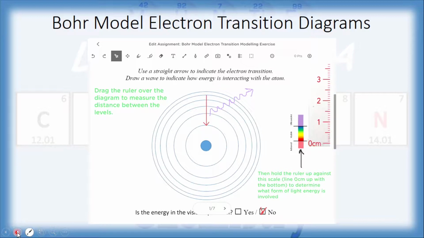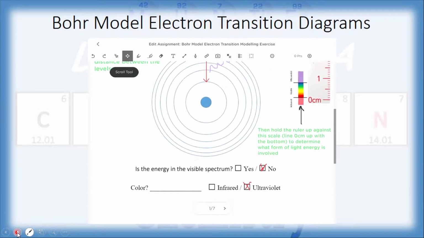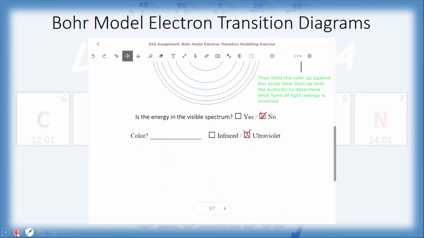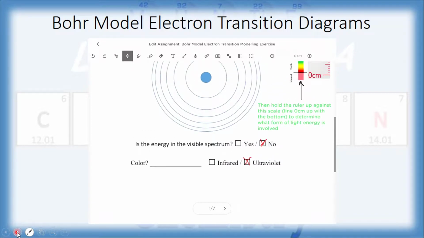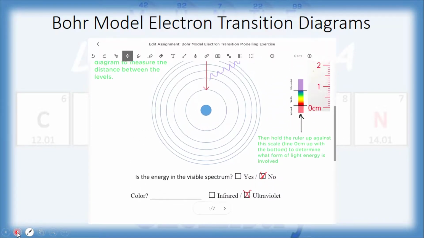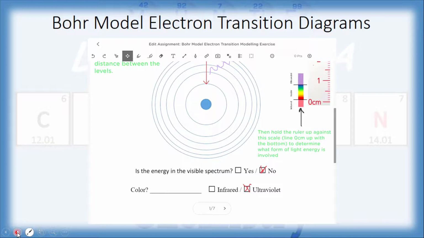All right, scrolling down then. The final 2 questions are simply, is the energy in the visible spectrum? Well, remember, we were up in that upper section, the ultraviolet, so we would put no. And then as far as what color, it's not visible light, so you wouldn't write anything in for color. Instead, you would check mark the ultraviolet box.